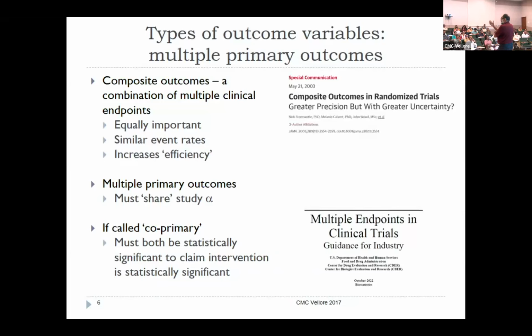You're doing an educational intervention, you're doing an Ayurvedic intervention, you're doing this, you're doing that. It doesn't matter what you call it. But you still have to be careful in sharing alpha if you have multiple alpha.